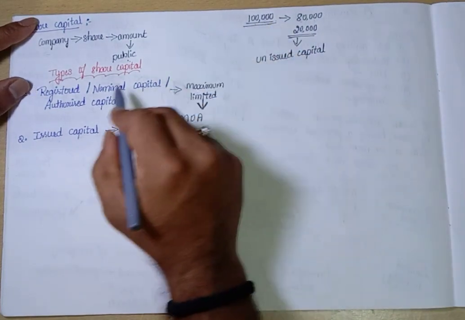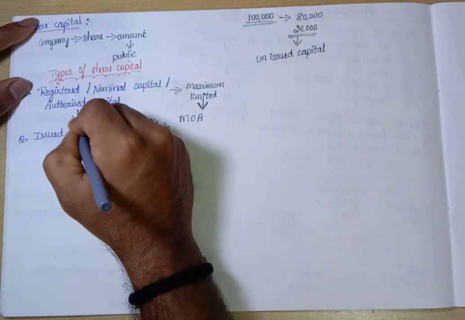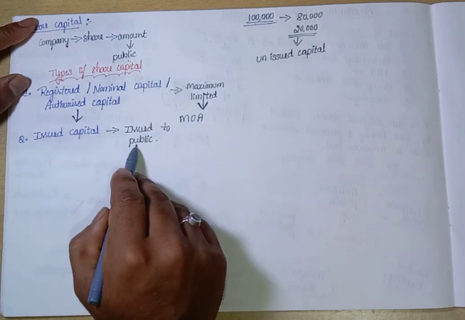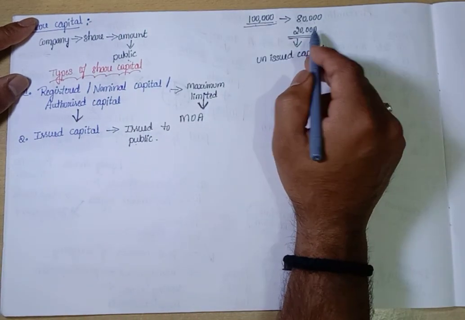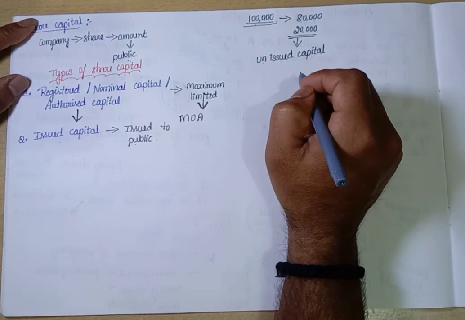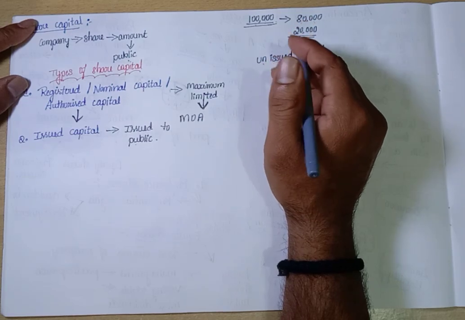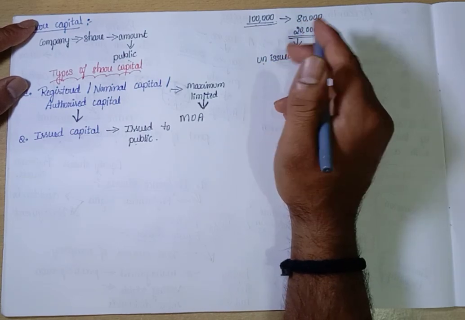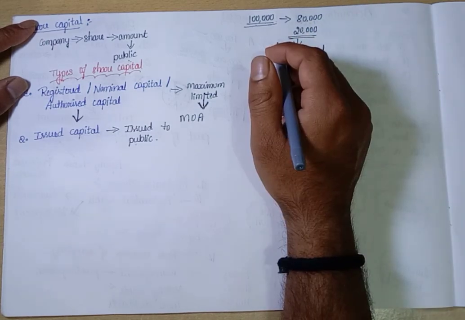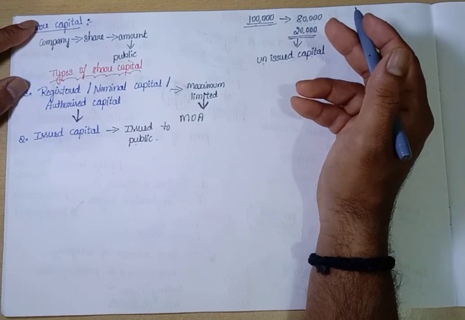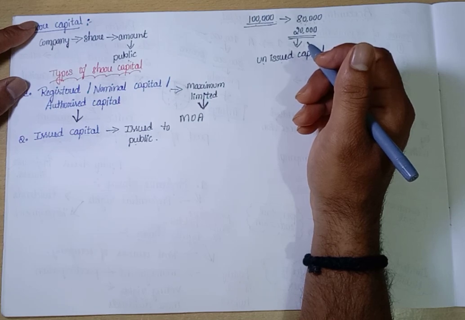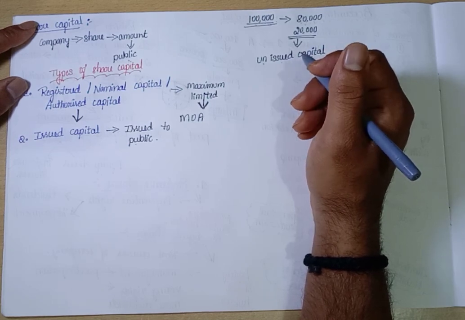So out of 1 lakh rupees of authorized capital, I am issuing 80,000 worth of shares to the public, which is called issued capital. The remaining 20,000 I am not issuing to the public, which is called unissued capital. Of course, if a company is reputed, like TCS, Tata Motors or LIC of India, everyone will be interested to purchase. Let me take a new company, ABC Limited, which is unknown to everyone. Then even if I issue shares, there is a probability that they will not be purchased.